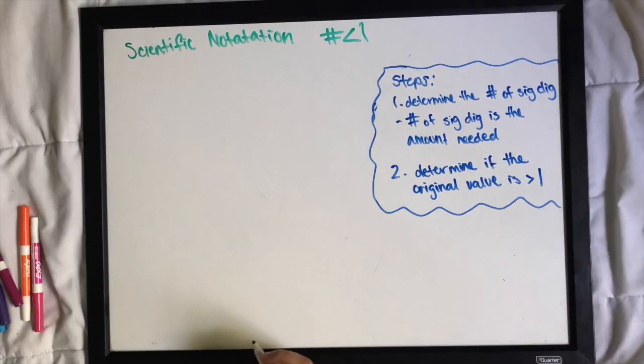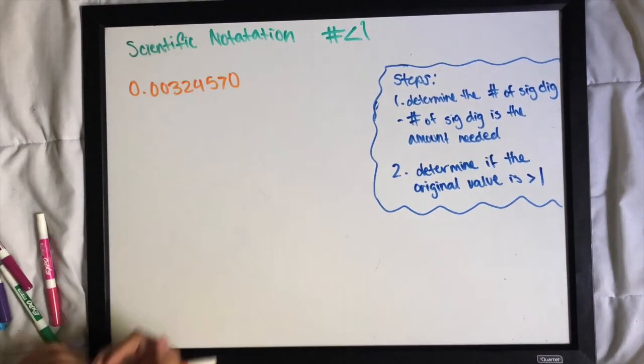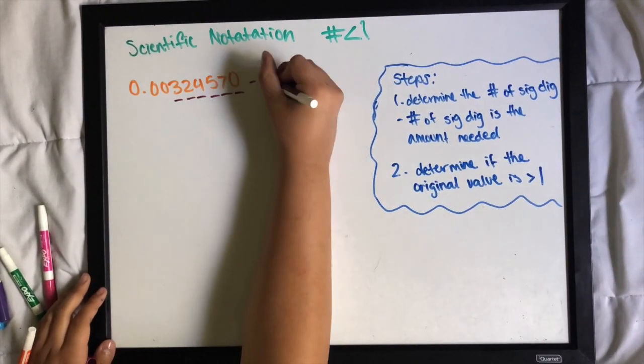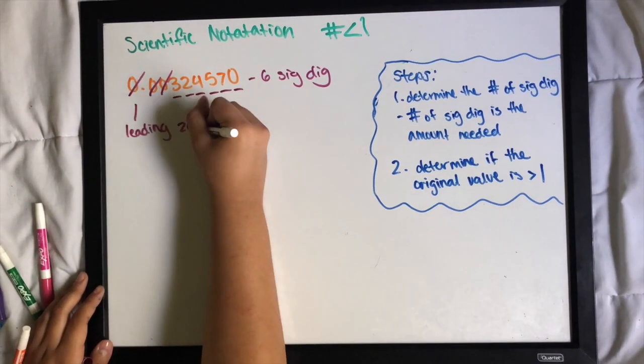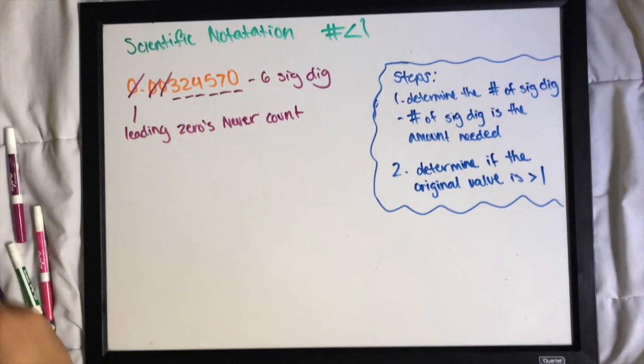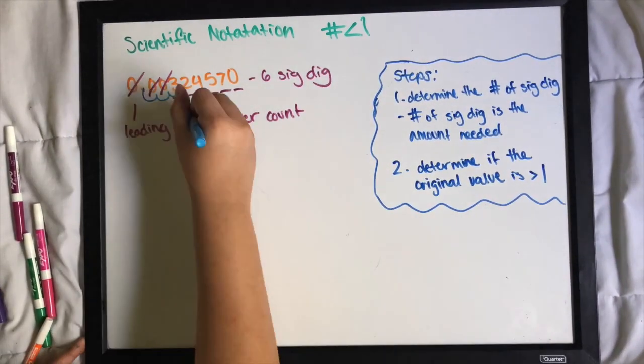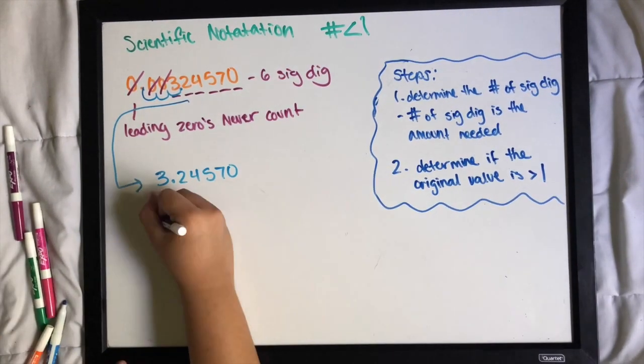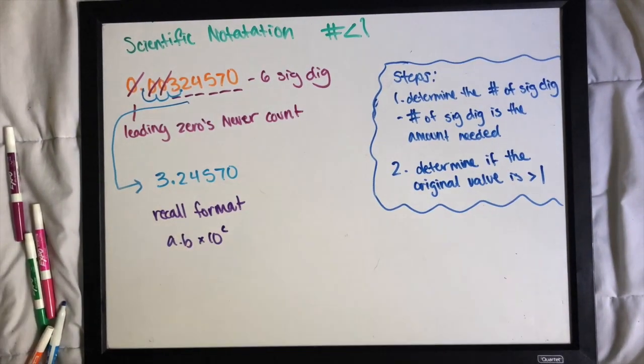Scientific notation, numbers less than 1, example 2. The first thing we're going to have to do is find out our significant digits, and we have 6 because leading zeros never count. And we go back 3 because when it's less than 1, we move to the right.